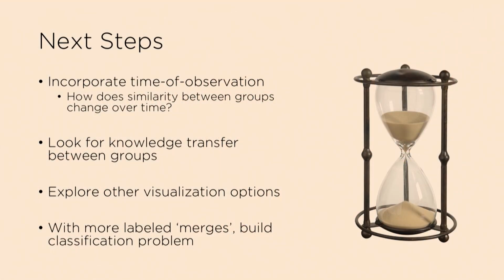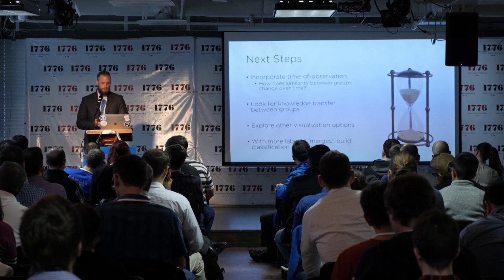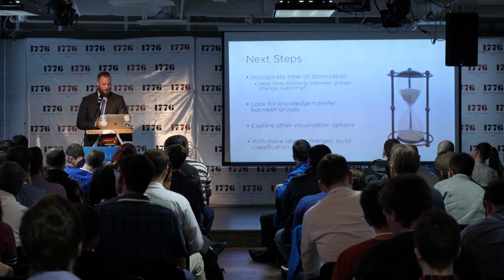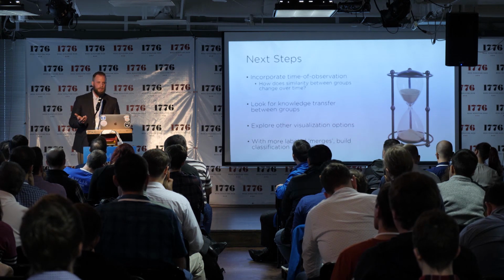So the next steps: I really want to incorporate the time of observation. I really want to look at knowledge transfer between groups. Even though we know that APT28 and APT29 are different, we know that they're both Russian. So are they transferring knowledge even though they're different entities? Explore other visualization options, that's always good. As you saw, the stuff I've done so far wasn't particularly helpful. And then again, with more labeled merges, we can solve that classification, that linear weights problem.